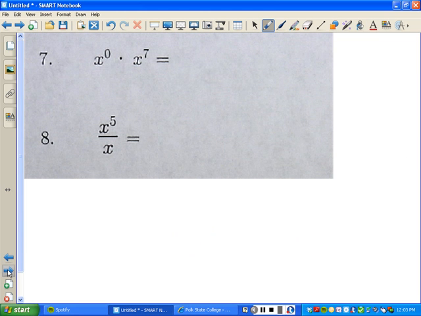All right, what's this one? x to the 7th, right? 0 plus 7 is 7. You just write down the answer as x to the 7th. What did you get for this one, Frederick? Number 8. x to the 4th. Very good. You subtract the exponents. 5 minus 1 is 4.